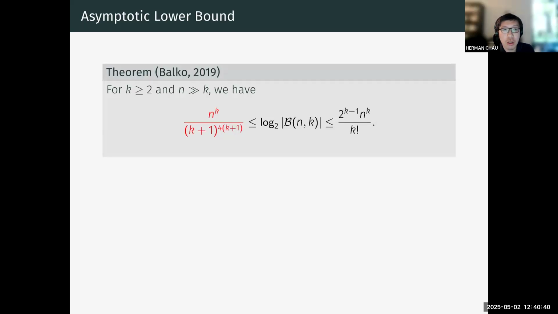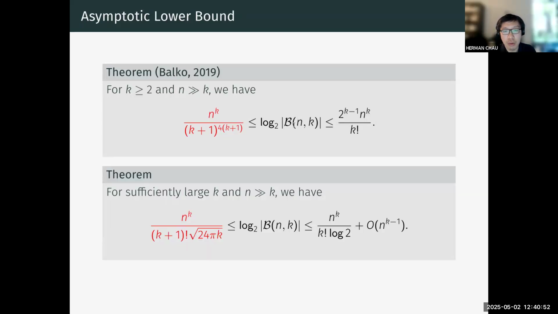And I'll briefly mention that Balko also has a lower bound. So actually we know that if you take log of B_n^k, it's approximately n to the k. And we're also able to improve the lower bound from this (k+1) to the power 4(k+1) to just (k+1) factorial times the square root of 24 pi k. The proof here is fairly technical, and it's an explicit construction, so I'll just skip it, but I just wanted to mention that there's also an improvement on the lower bound.